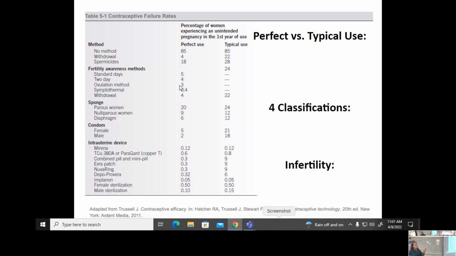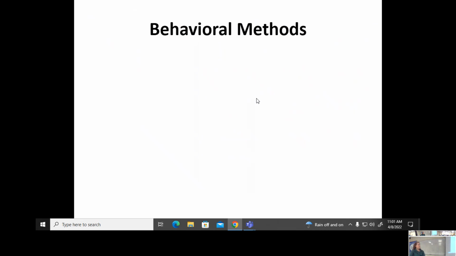As far as what you write down, you can write down the perfect use. Okay, so fertility awareness method would be around, let's say, 4% failure rate. Withdrawal is a 4% failure rate if you do it perfectly, but most people don't. That one's a big difference; you can mess that up.